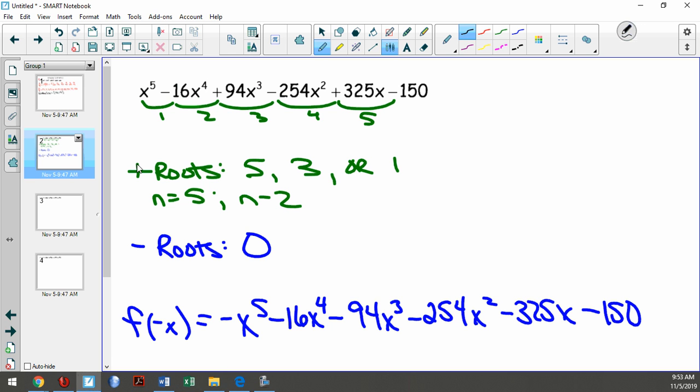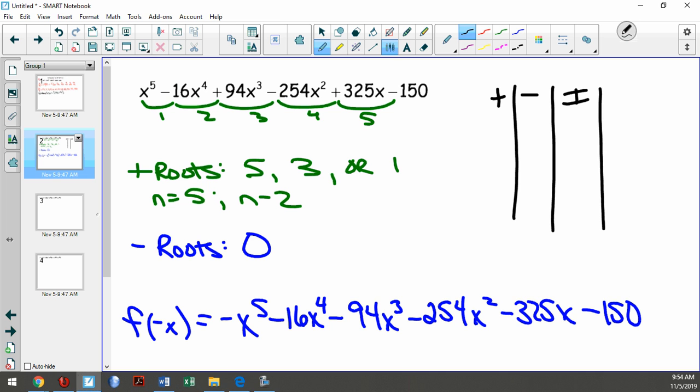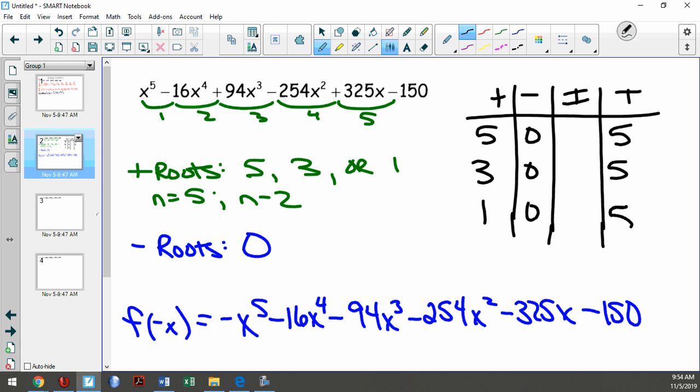So I have positive, negative, imaginary, and total. How many total roots do I have? 5. So I have to have 5, 3, or 1 positive roots. Yes? 5, 3, or 1 positive roots. And all of them are going to be paired with 0. So I have to have a grand total of 5 roots every time. So how many are left to be imaginary? On the first row, 0. How many are left to be imaginary in the second? 2. And how many are left in the bottom? 4.